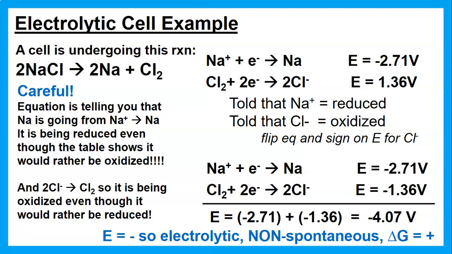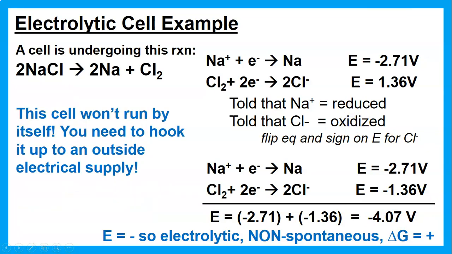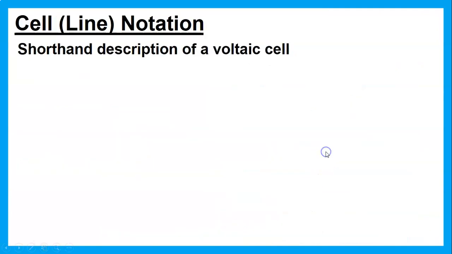If you want to know what type of cell you have, you got to calculate your cell potential here and look at the sign. Okay? So that's the big deal. Figuring out what type of cell you have. I'm going to show you one last thing for this, which is called cell notation or line notation. It doesn't get used very often, but I think it's really helpful. It can really simplify things.